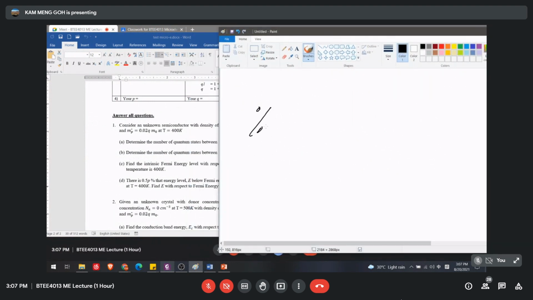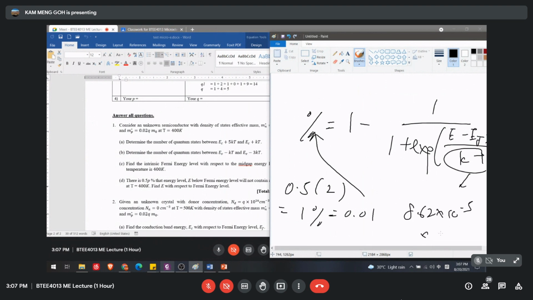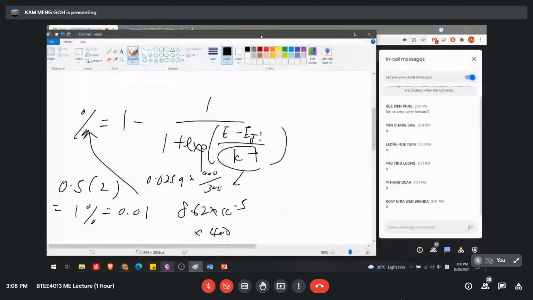Then the percentage will be equal to 1 minus 1 plus exponential of minus EF over KT. Then this is 0.5 p. So if your p is 2, this means 1%. If 1% means 0.01, then you put it here. Then KT is also the same. You either use 8.62 times 10 to the power negative 5 multiplied by 400, or you use 0.0259 multiplied by 400 over 300. Either way also can, no problem. Okay, this is how we do question 1. Any question on question 1?